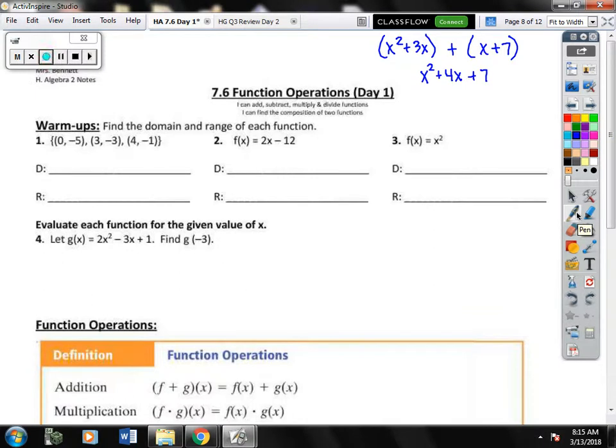So the warm-ups at the top ask us to, first of all, find the domain and range of each function, because that's going to come up in today's lesson as well. So remember that the domain is the set of all x values. And the range is the set of all y values.